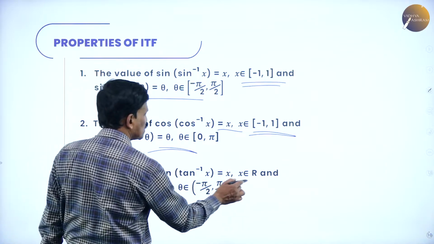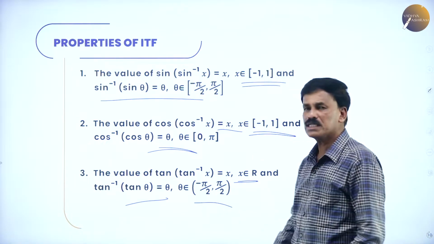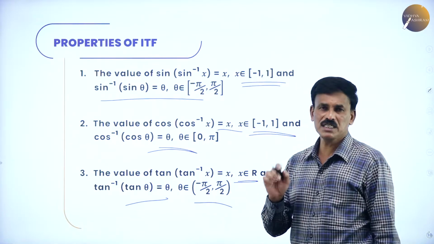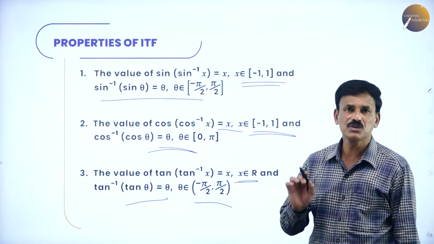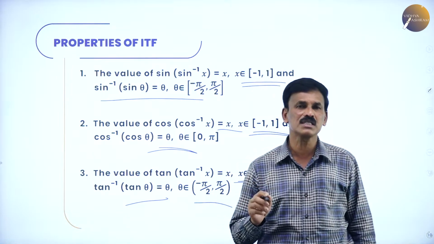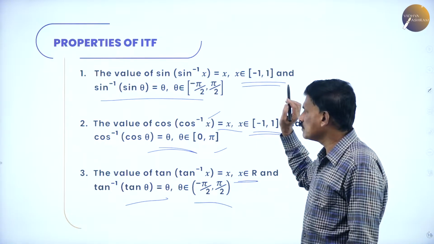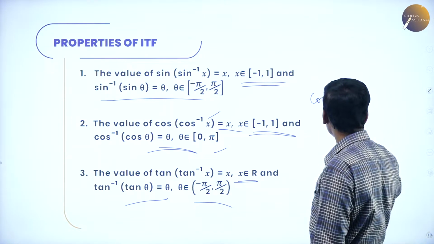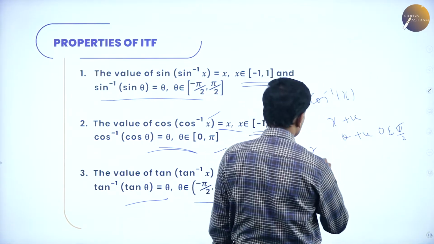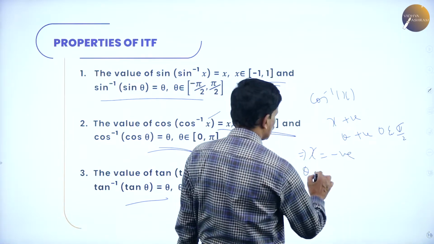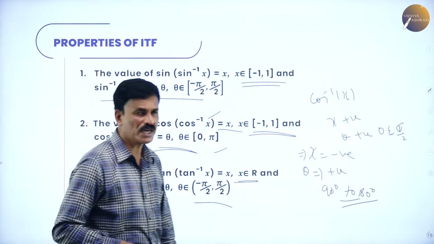Now, the value of tan of tan inverse x is equal to x, where x belongs to all real numbers, and tan inverse of tan theta is equal to theta, where theta lies between minus pi by 2 and plus pi by 2. So for sine inverse sine theta and tan inverse tan theta, the value is theta, where the range is from minus pi by 2 to plus pi by 2. Whereas for cos inverse cos theta equal to theta, the range is from 0 to pi. Hence, in cos inverse of x, if x is positive, theta is positive and lies between 0 to pi by 2. And if x is negative, then theta is positive and lies between 90 to 180 degrees. This is a very important concept, keep it in mind, okay.